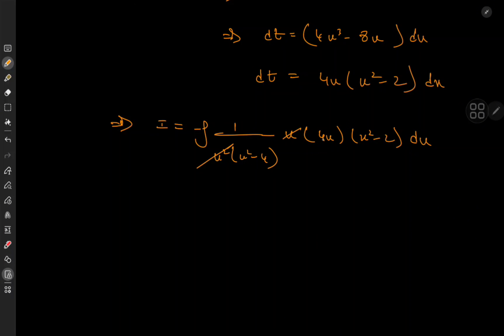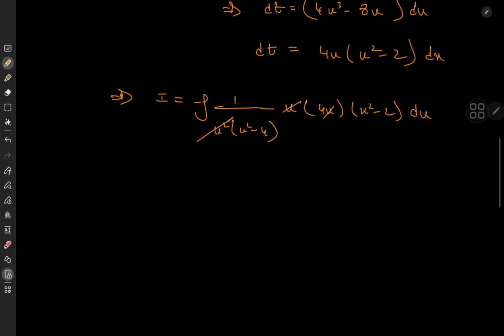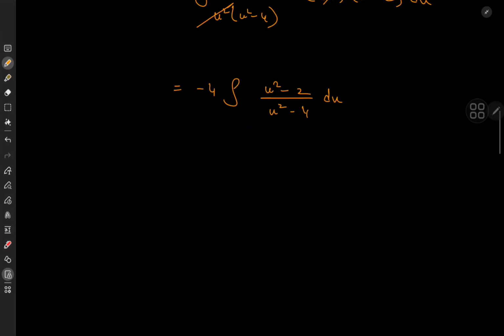The u terms just cancel out, so u squared goes away, and you are left with negative of u squared over, oh wait, I still have a factor of 4, don't I? Oh yeah, we have negative 4 times u squared minus 2 over u squared minus 4 du, which is a pretty straightforward integral to evaluate. I mean, all I really need to do is write negative 2 as negative 4 plus 2.